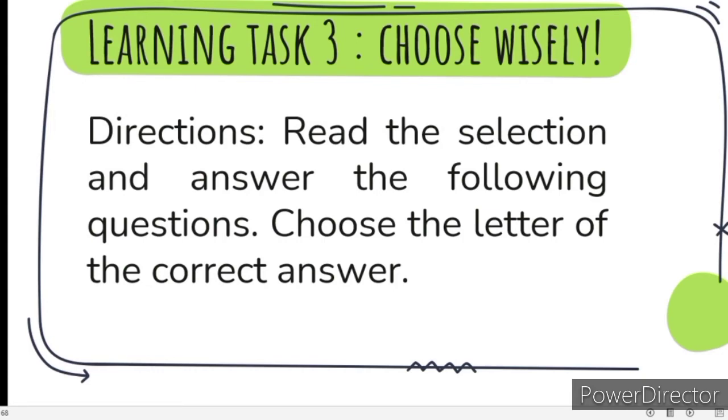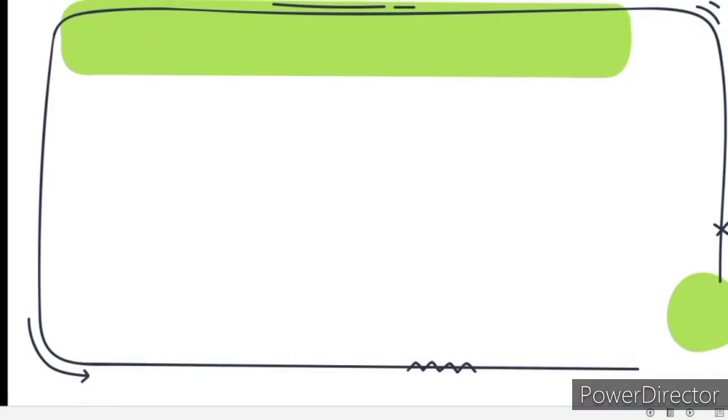Learning task number 3. Choose wisely. For day 2 of your lesson in your module, get ready for another activity. Again, please have your module with you and a pen and paper to write your answer. Directions: read the selection and answer the following question. Choose the letter of the correct answer.